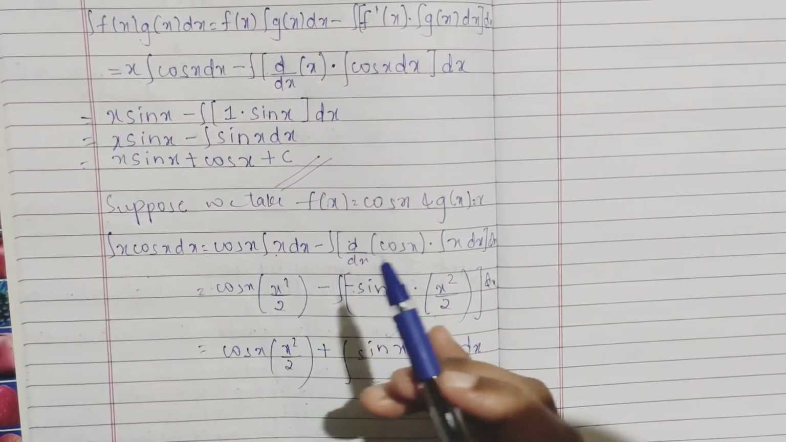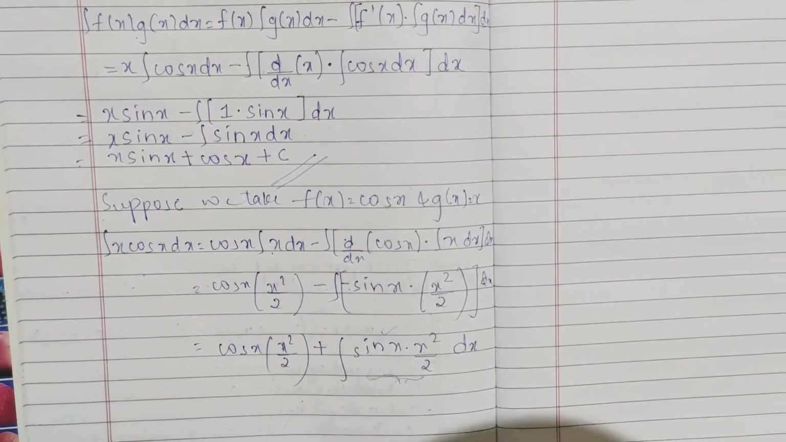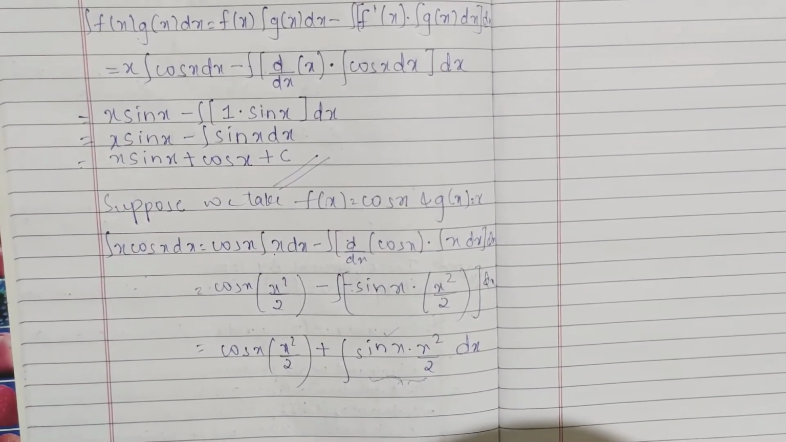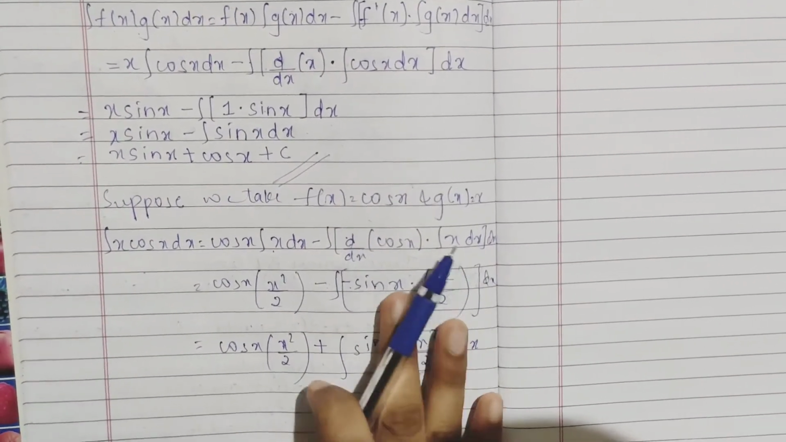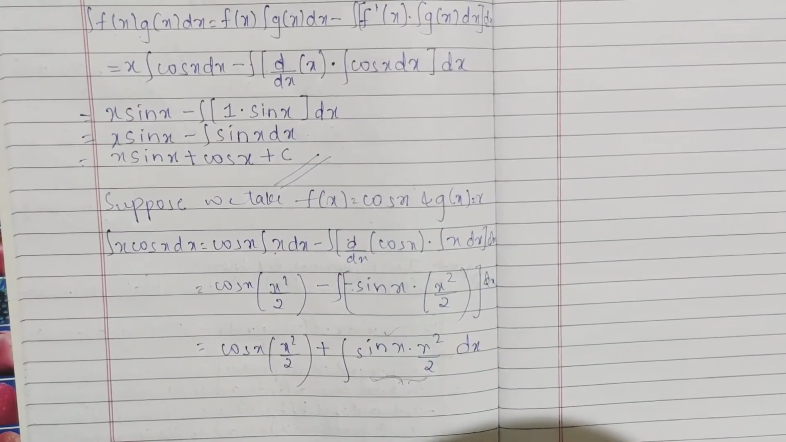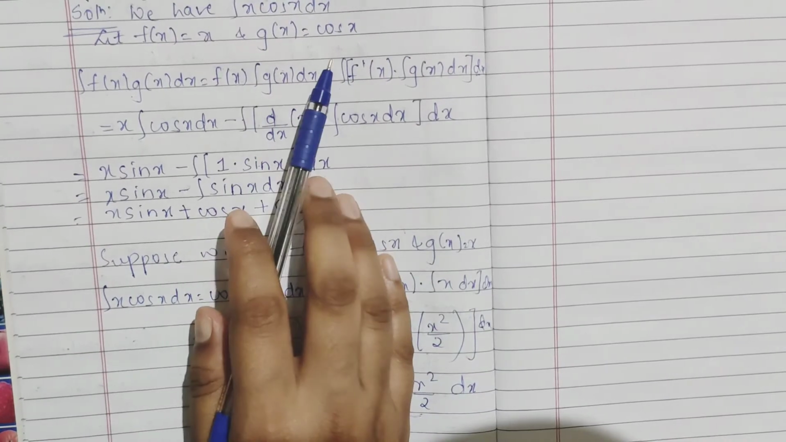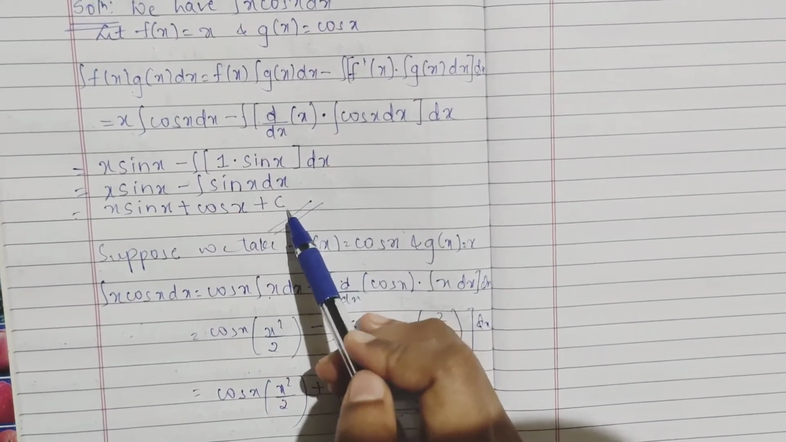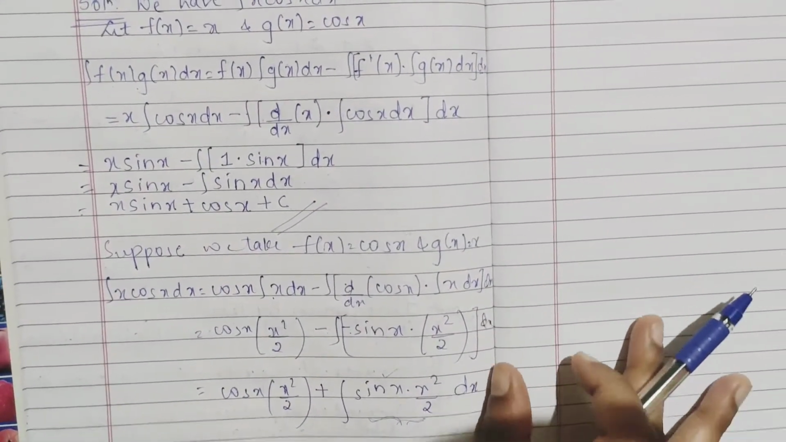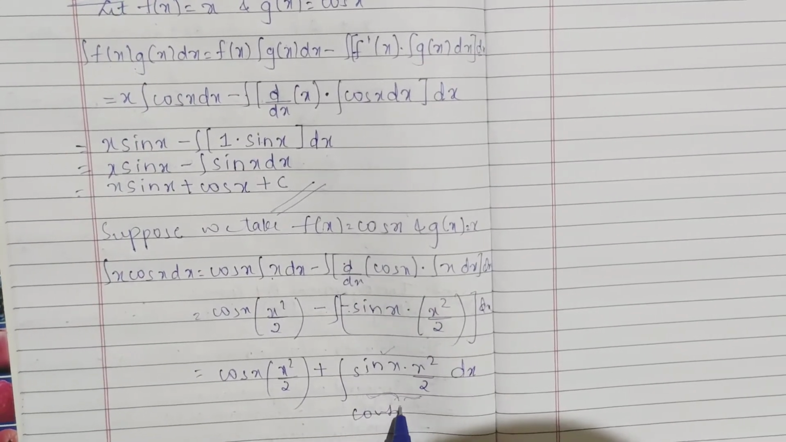Understood? If you go like this, if you take the trigonometric function as your f of x, you have to do it double the times, or the procedure will be lengthy. If here you see, you have taken f of x as x and g of x as cos x, in short you easily got the answer. Okay, here again continuing with the same procedure.